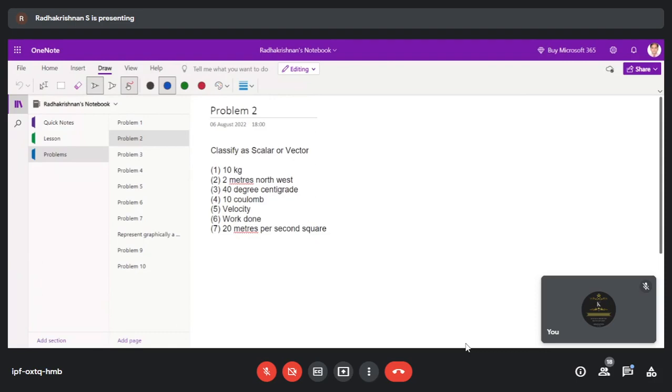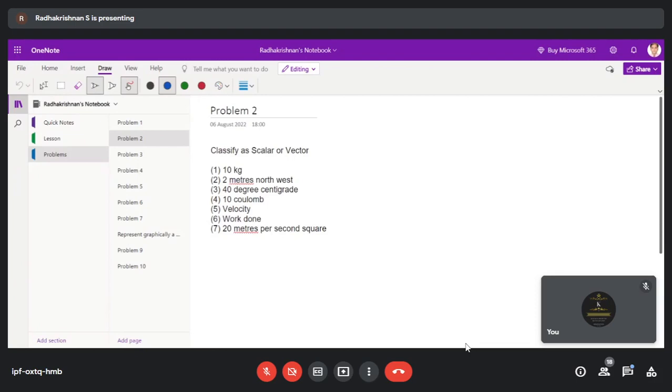Coulomb is like charge, electric charge, right? Which is like mass, so it doesn't have a direction. Velocity. Vector, sir. Velocity is a vector, because it has magnitude and direction. Work done. Vector. Sorry. Vector. Work done is vector.